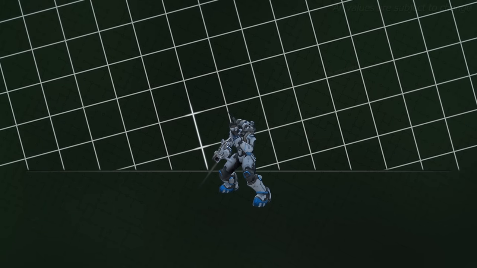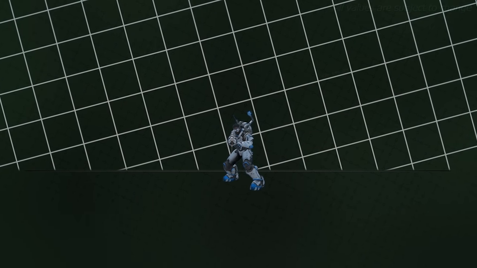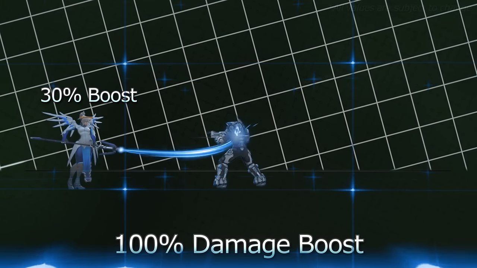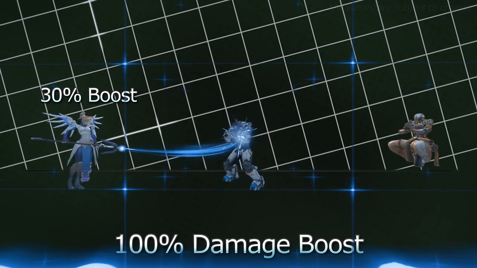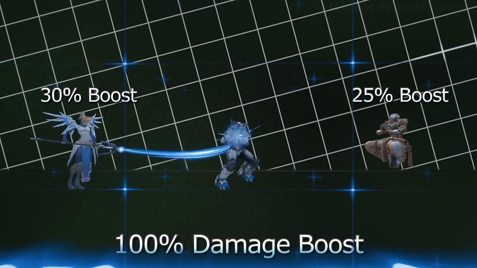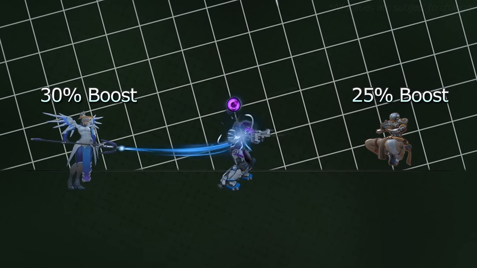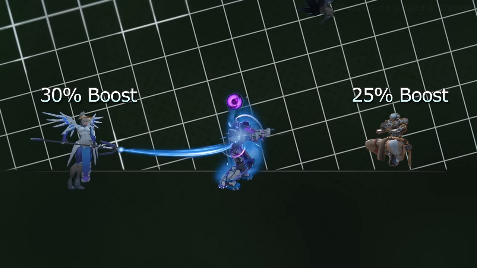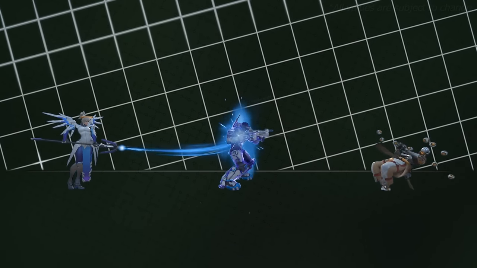Additionally, we have some heroes that can provide boosts to our damage. Baptiste's ultimate gives a solid 100% damage boost to shots fired through the field. Mercy can damage boost a teammate to increase their damage by 30%. Zenyatta can apply a debuff onto enemies, increasing their damage taken by 25%. Finally, Ana can use nano boost to increase the damage of an ally by 50% for 8 seconds.